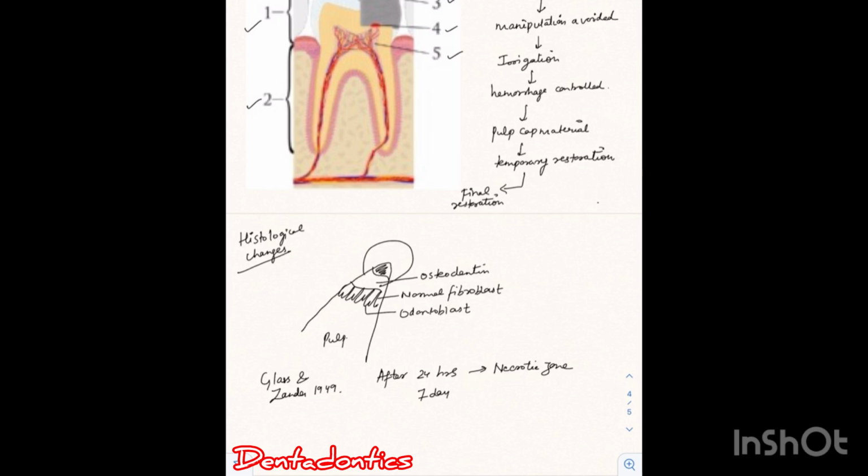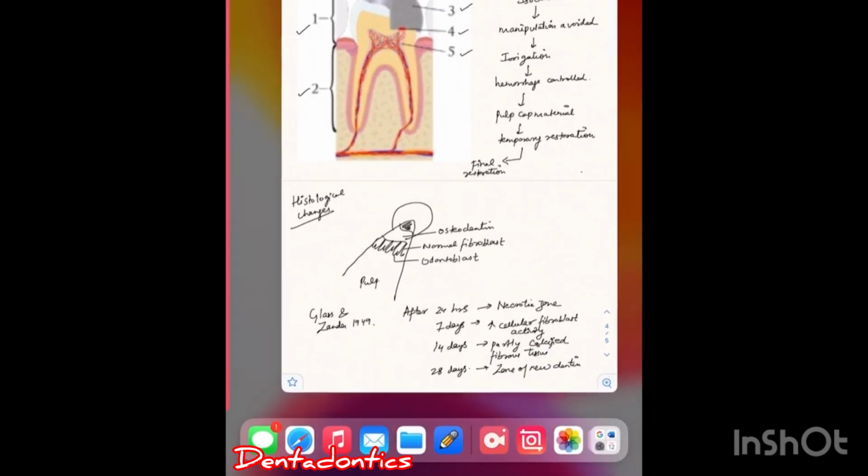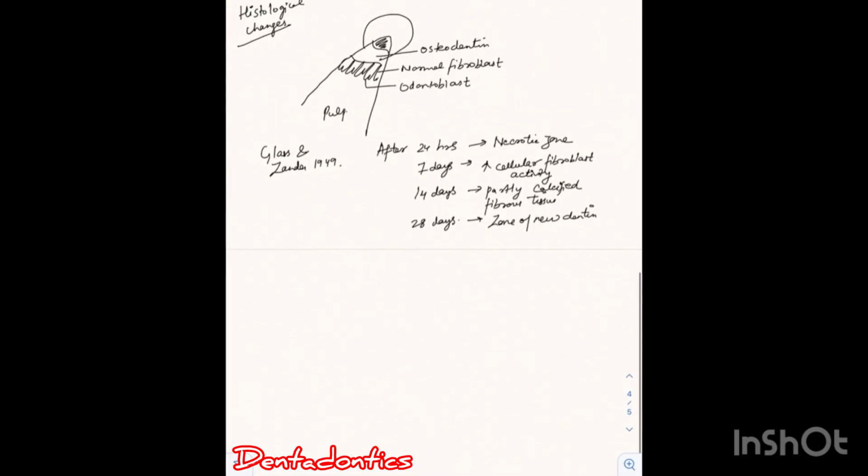Coming to the various histological changes, as you can see, this is the exposed pulp, and after placing the pulp cap material, these are the various zones formed, given by Glass and Zander in 1949. After 24 hours, if we place calcium hydroxide or any other pulp capping material on the exposed pulp, first the necrotic zone is formed. Then after 7 days, there will be increased cellular fibroblastic activity. Then after 2 weeks, the dentin is partly calcified with fibrous tissue. And after 28 days, the zone of new dentin is formed.